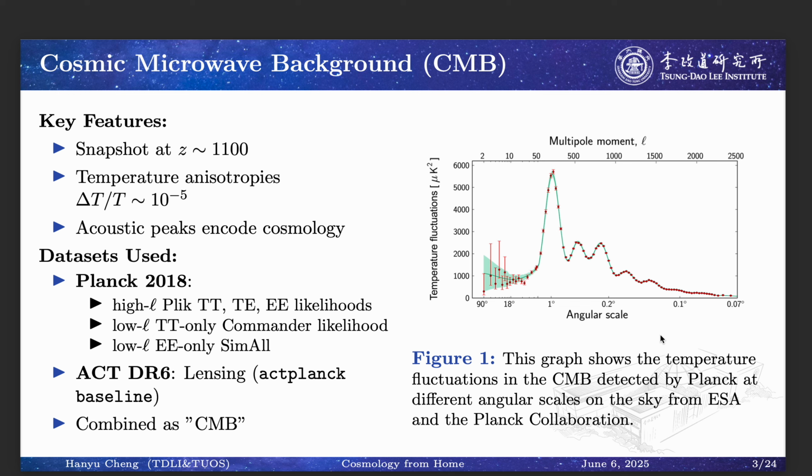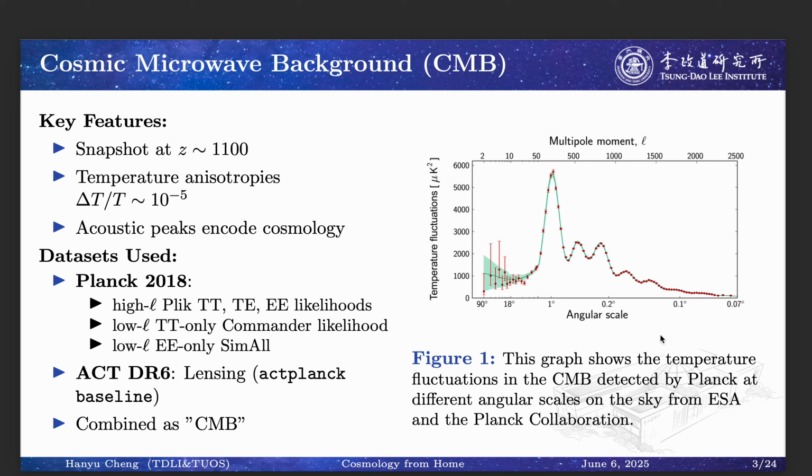Then I want to briefly introduce the datasets I used in my project. What is CMB? The CMB is a snapshot of recombination at redshift around 1100. We know the CMB is a nearly perfect black body radiation with temperature anisotropy around 10 to the -5. In this right panel, the first peak tells us the size of the sound horizon at recombination.